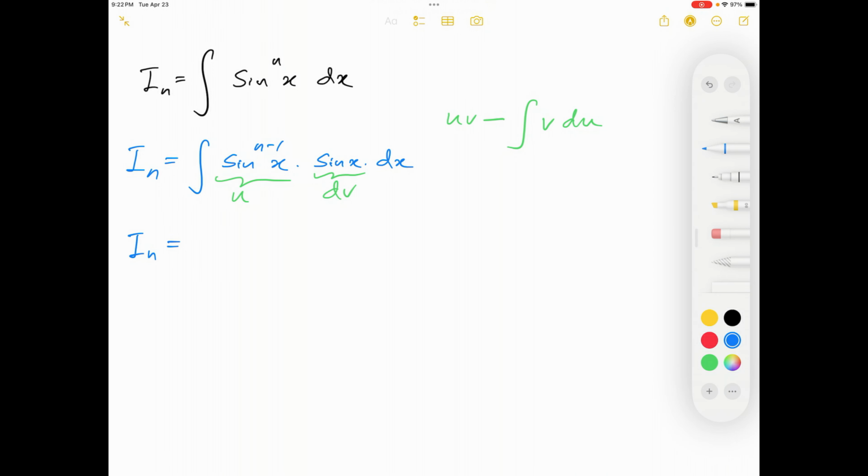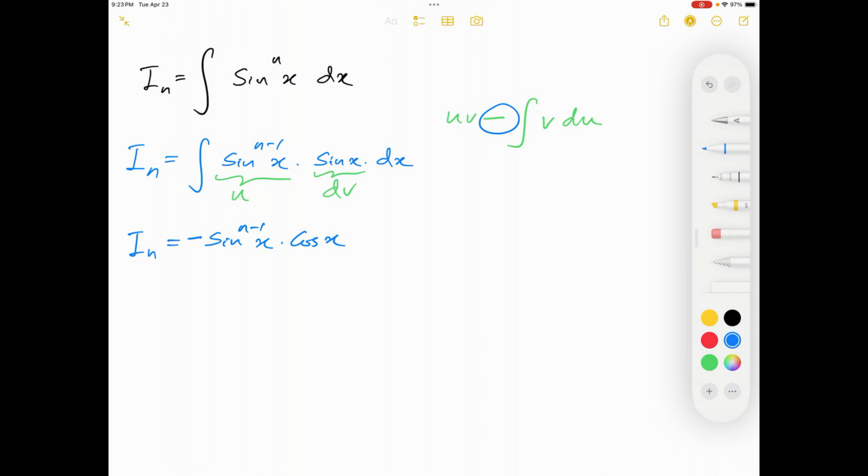I sub n will now be equal to u times v. u is equal to sine n minus first power x. dv is equal to sine x. Therefore, to obtain v, I need to integrate sine x. If I integrate sine x, I get negative cosine x. So I'm going to write that negative symbol right here and cosine x. And integration by parts requires us to have the negative symbol afterwards.